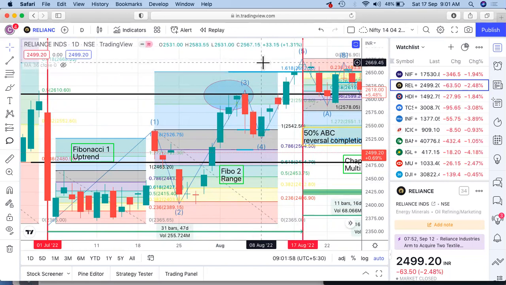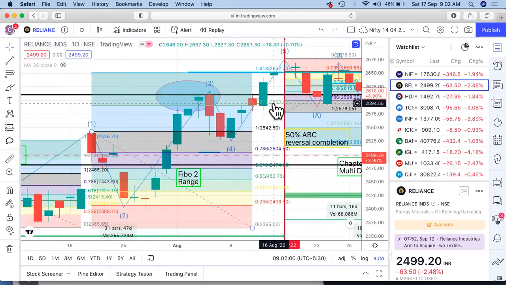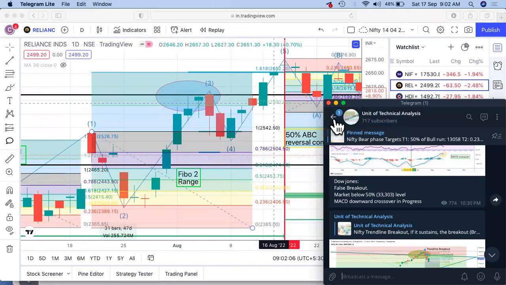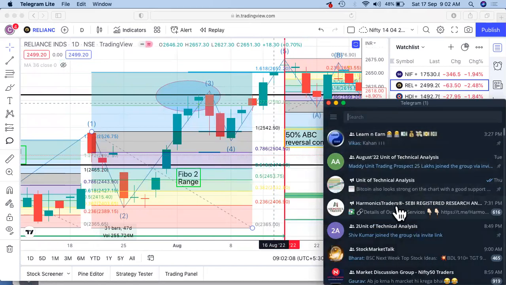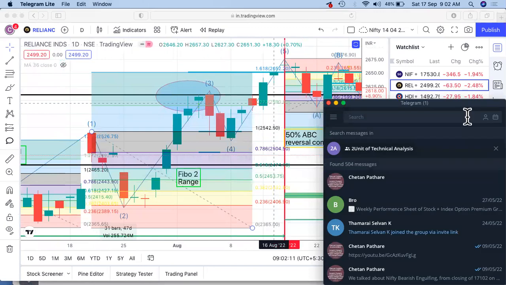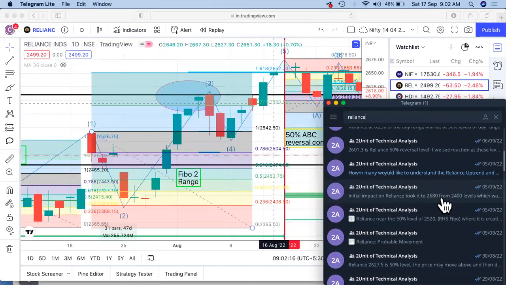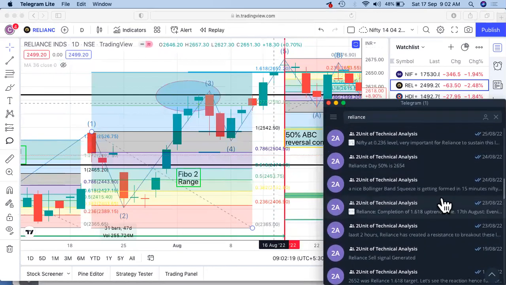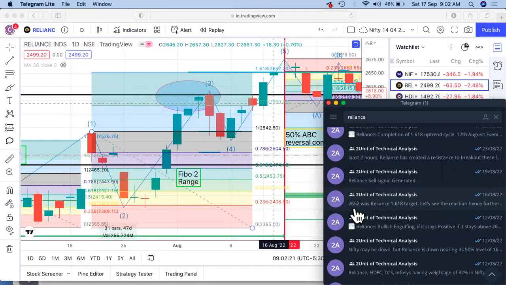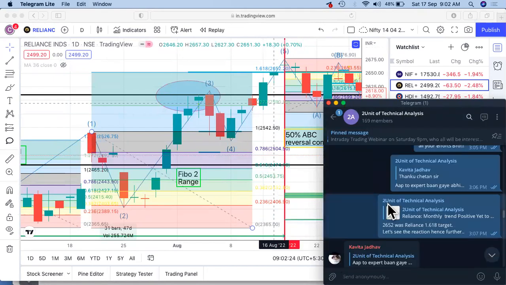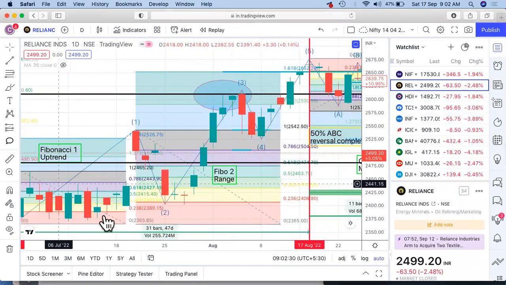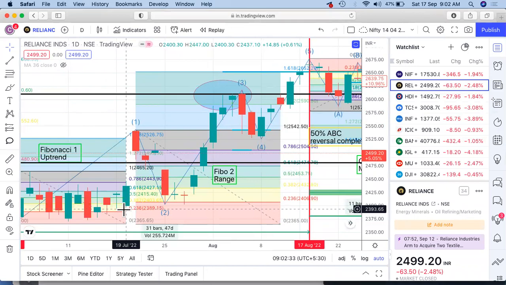So this was the target which was there, and again, we informed about Reliance on 16th of August. Let me go to the dates of Reliance, 16th of August. Yes, 2652 was the Reliance 1.618 target. Let's see the reaction here further. The positions were being taken, and as per my understanding, we had already informed about those things on 19th of July.